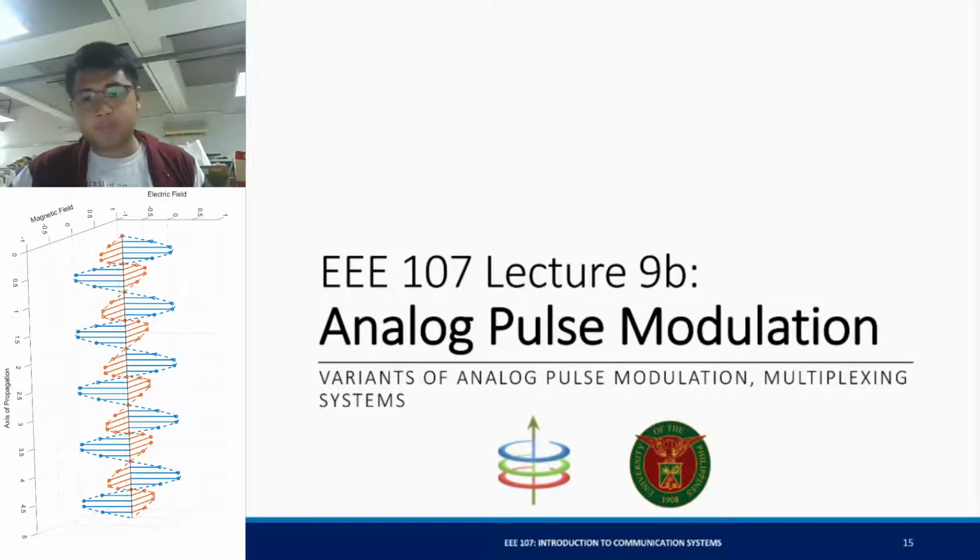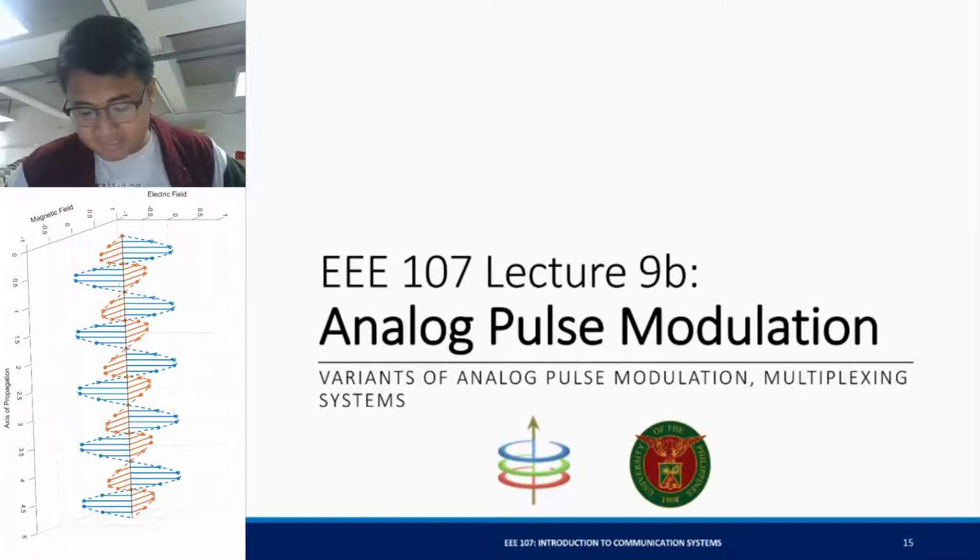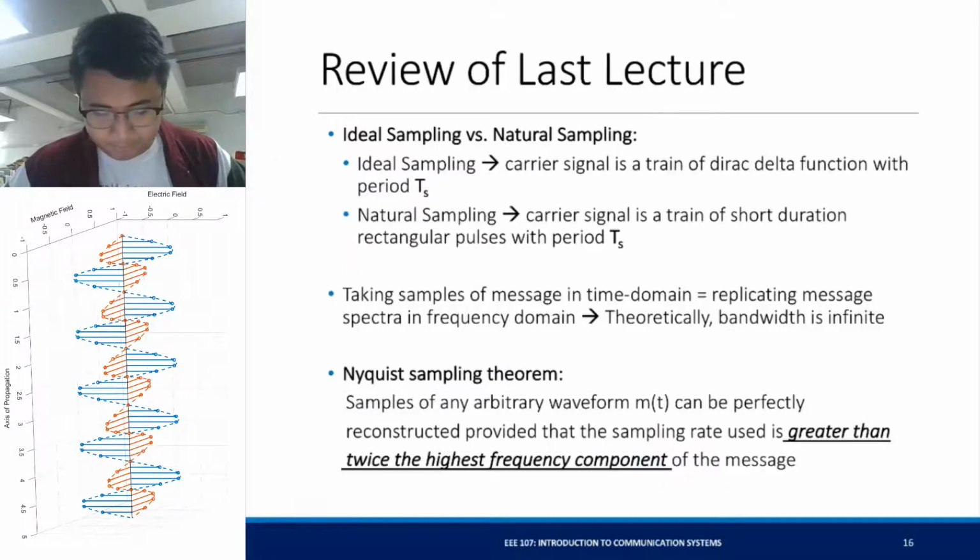Hi, welcome to the second part of Lecture 9 of EEE 107. We're still talking about analog pulse modulation, but we will now be talking about the variants of analog pulse modulation techniques and multiplexing systems.